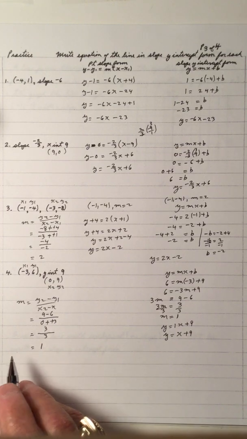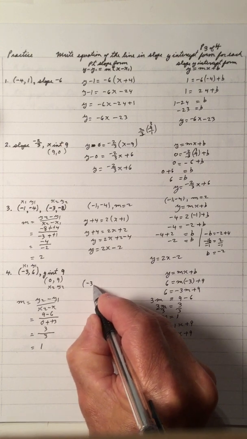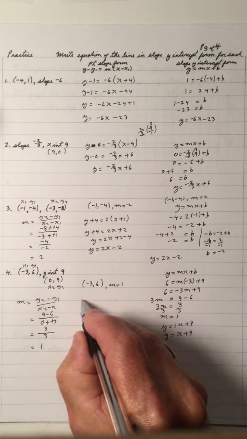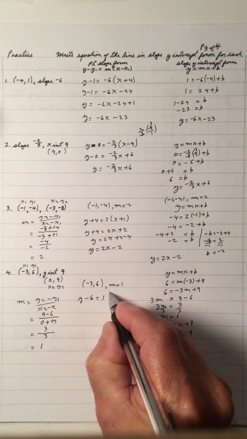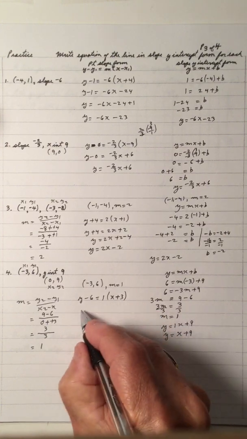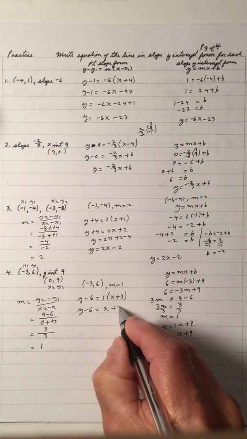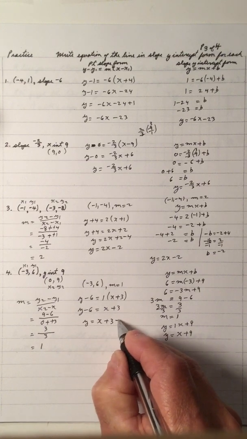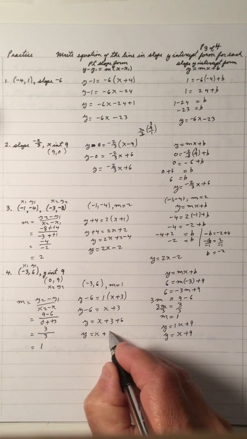my slope is 1. So my point slope form, I have a point of negative 3, 6, and I have a slope of 1. If I plug that in, I have y minus 6, 1 times x plus 3 in my point slope form. Y minus 6, 1 times x is x, 1 times 3 is 3. Y equals x plus 3 plus 6. Y equals x plus 9.